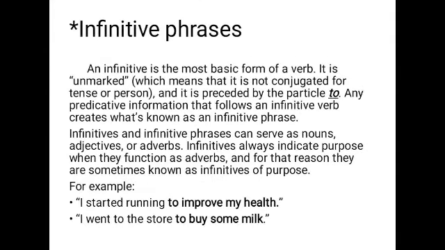Next is the infinitive phrases. An infinitive phrase or an infinitive is the most basic form of a verb. It is unmarked, which means that it is not conjugated for tense or person, and it is preceded by the particle to. Any predicative information that follows an infinitive verb creates what's known as an infinitive phrase. So infinitives and infinitive phrases can serve as nouns, adjectives, or adverbs.